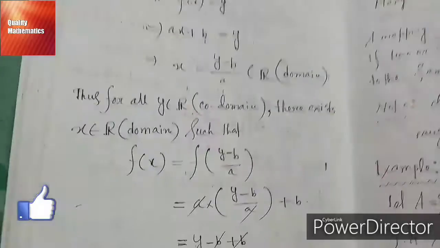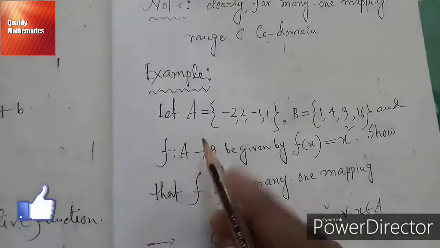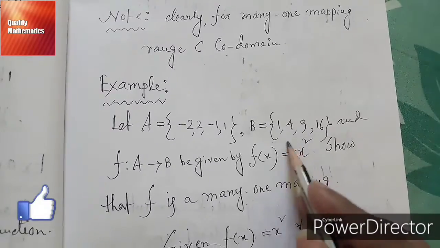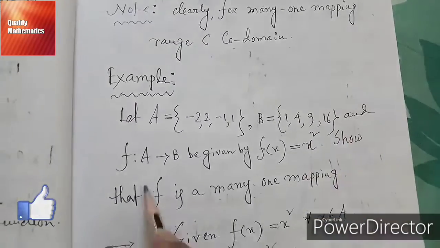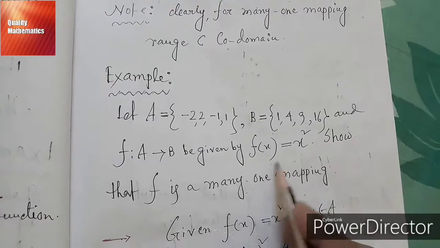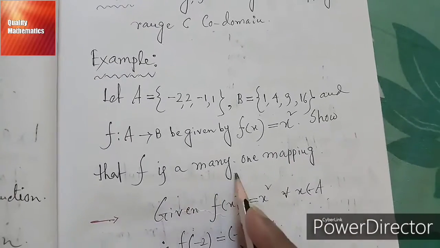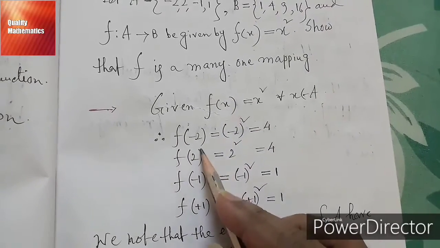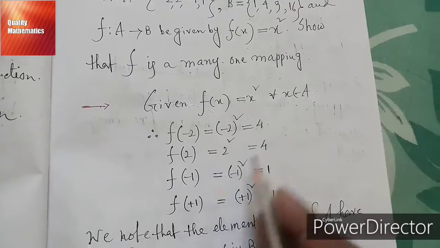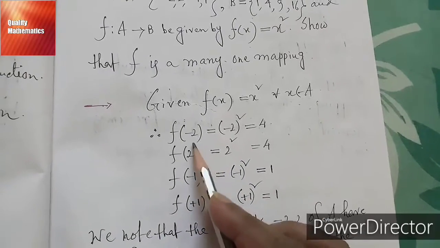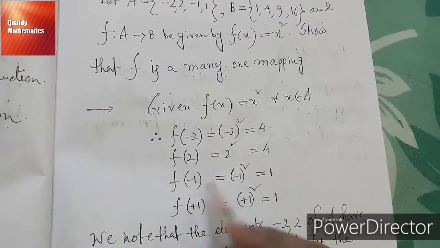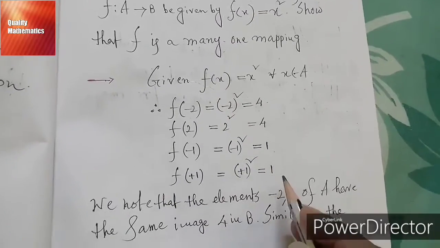Sure. So now for example, let A equal to {minus 2, 2, minus 1, 1}, B equal to {1, 4, 9, 16}, and f from A to B be given by f(x) equal to x square. Show that f is a many-one mapping. How to show it? Since f(x) equals x square, f of minus 2 equals 4, f of 2 equals 4, f of minus 1 equals 1, f of plus 1 equals 1.